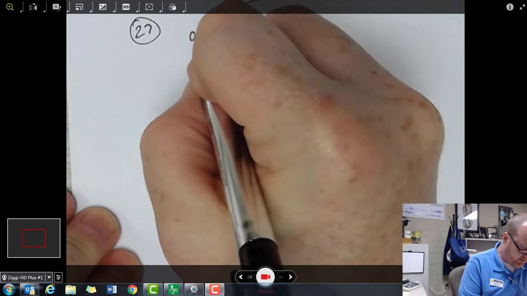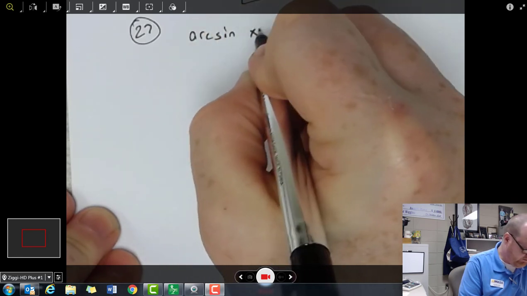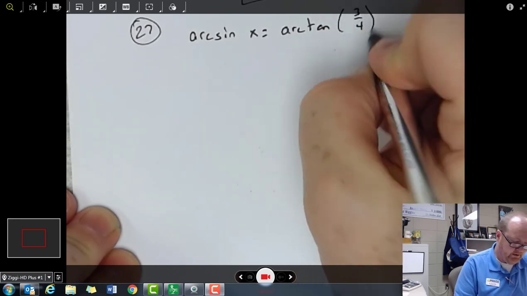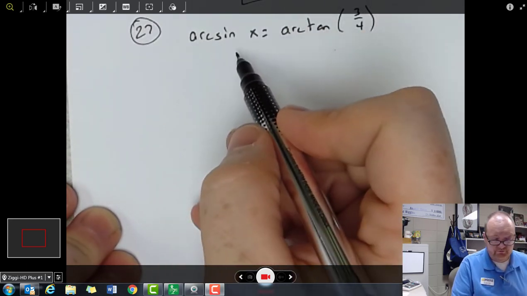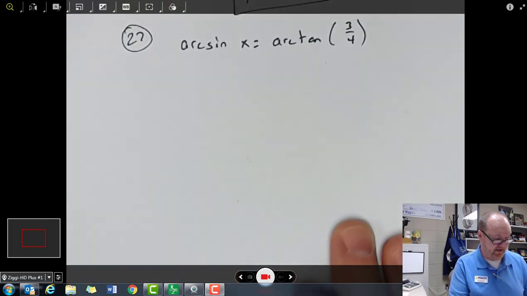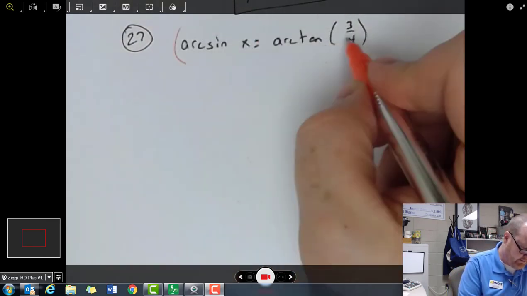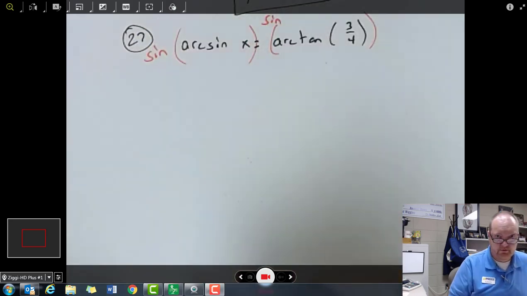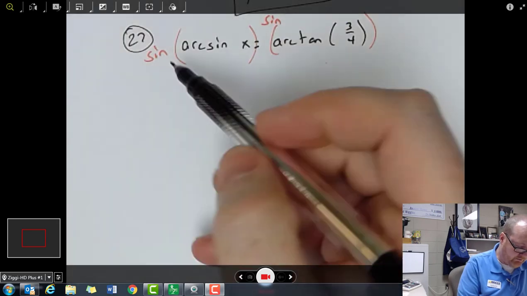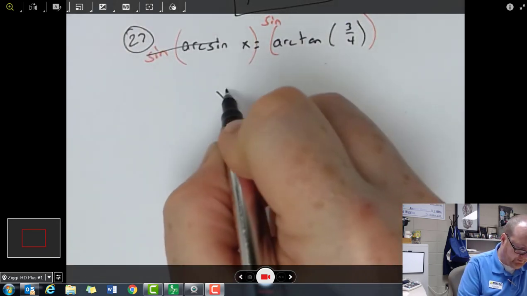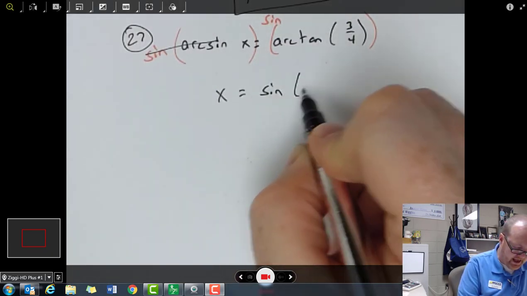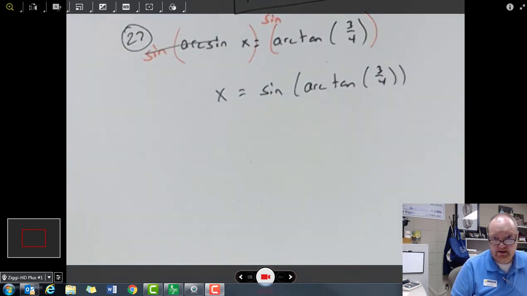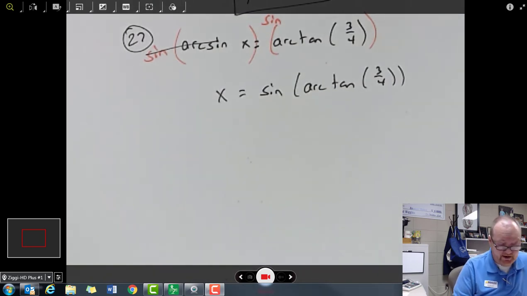the arc sine of x is equal to the arc tangent of 3/4. So again, if I want to get rid of an arc sine, what I can do is to apply the sine to both sides. So sine and arc sine, they cancel each other out. So this problem is the sine of the arc tangent of 3/4. And that was on the last page. We've already done that kind of problem.